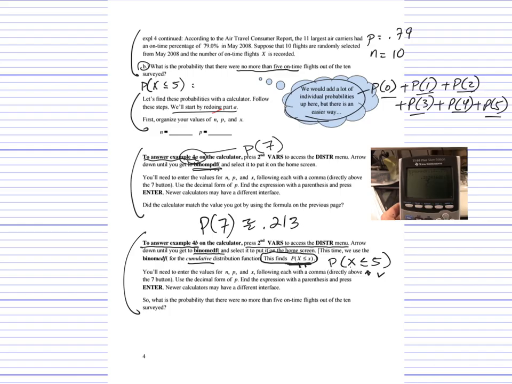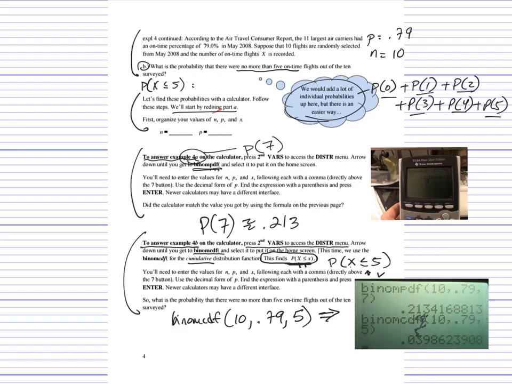I don't think I'm going to do another video for that, but again, you're going to end up with binom CDF. Then you're going to put in your N value, your P value, and the X value of 5. I'm going to go ahead and do that. Pause me down, you do it too, and then we'll check answers.